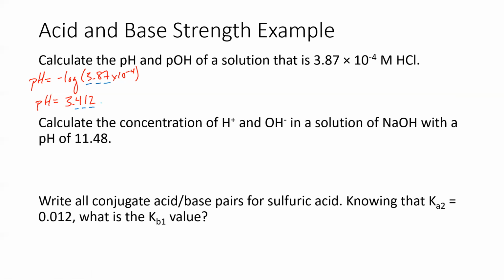Now the pOH, there's 2 different ways of calculating pOH. The quick and easy way is saying, okay, if the pH scale is 14, then 14 minus pH has to equal pOH, and I'm perfectly okay with that. And we end up with 10.588.